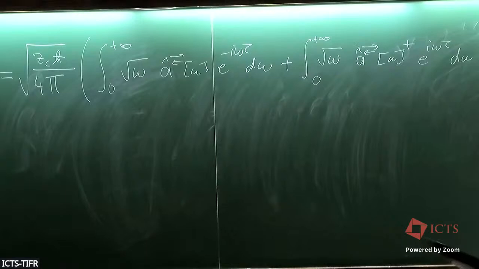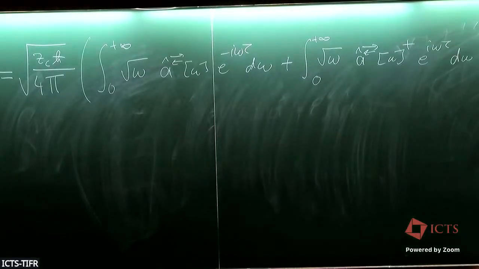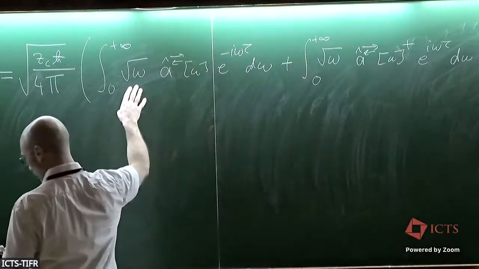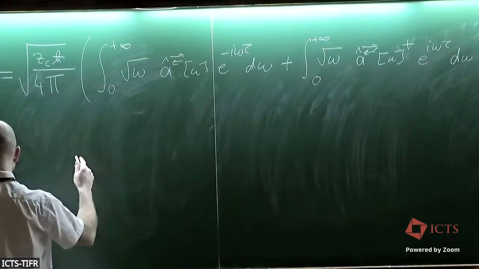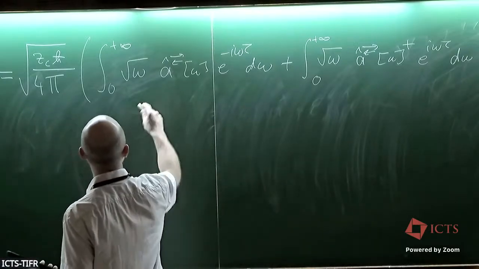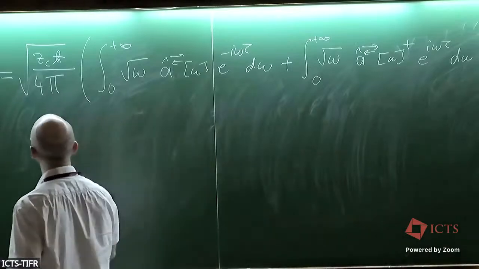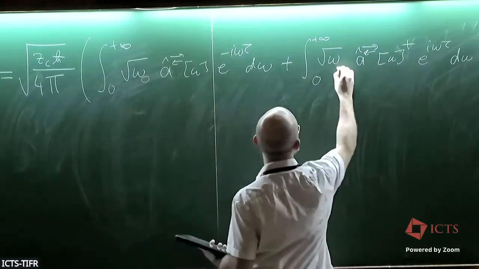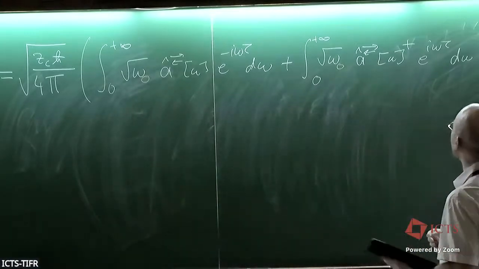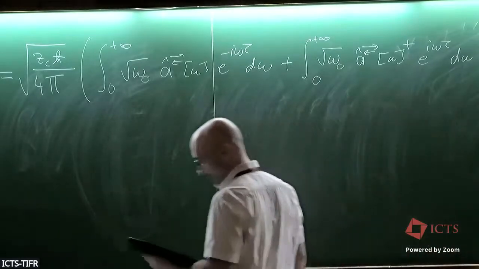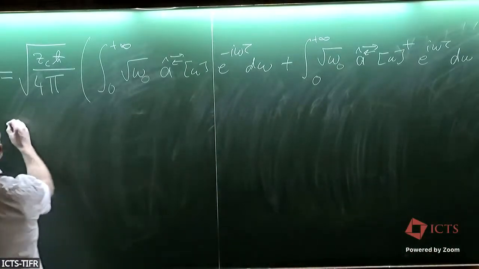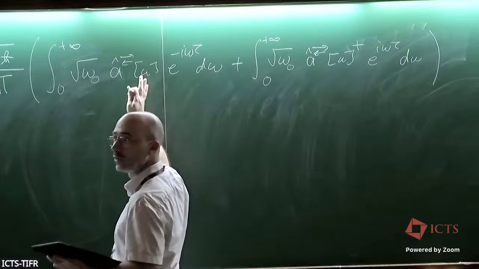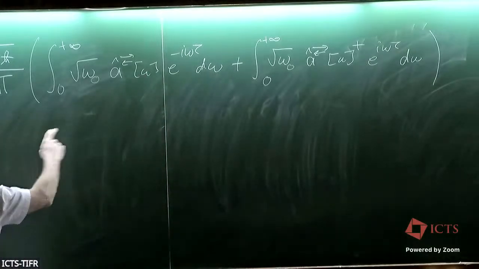And this is where we're going to use this limited bandwidth assumption. Because of the limited bandwidth, what we're going to do is called the Wigner-Weisskopf approximation. We're going to essentially say that the omega which is in the integral is more or less omega naught. So we take it out of the integral, and you see that this is now simply the Fourier transform of A and of A dagger.